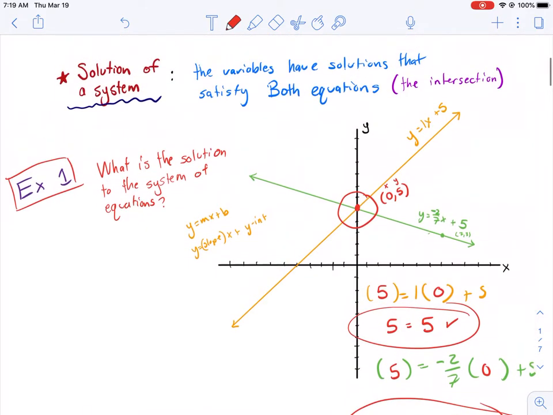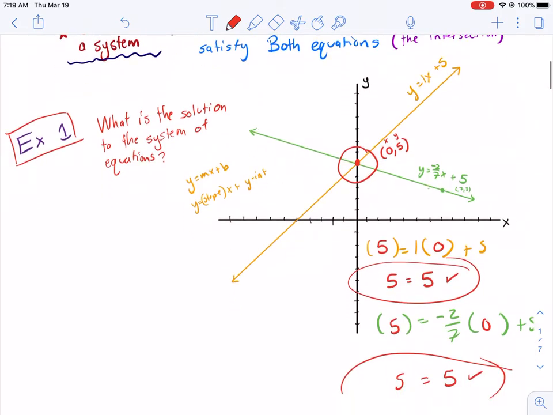Okay, so a solution to a system means that the values that you have for the x and y variables satisfy both equations. Okay, we're going to be moving on to a couple more examples after this video.